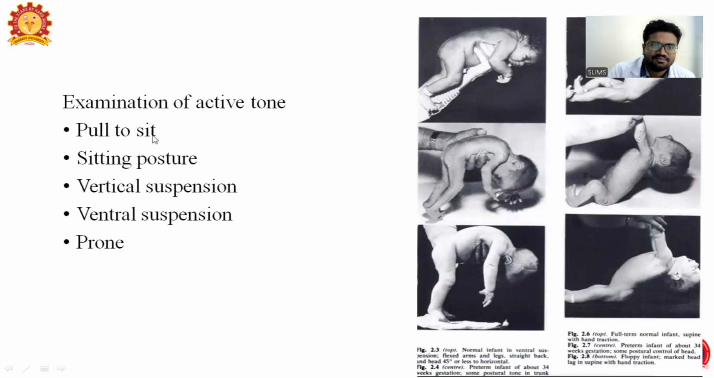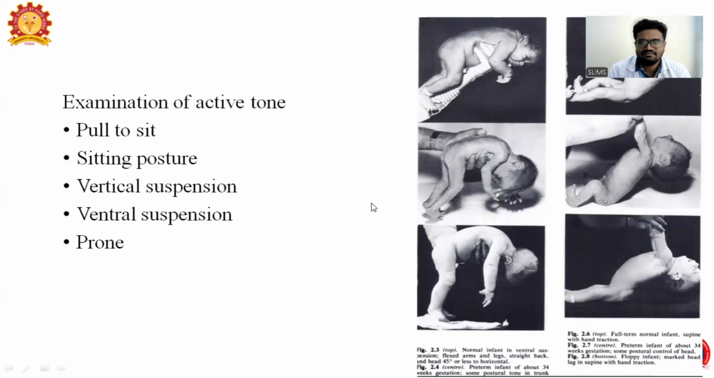So these are some. Pull to sit. When you pull the baby to sit, see the head is lagging behind. This indicates there is neck muscle weakness and the baby is floppy. And as the baby is about to sit, the head is still in the midline. But in a baby with normal tone, the head suddenly comes to the midline and the baby flexes the head. And if you make the baby sit, the back will be curved. In a normal baby, the back is straight.